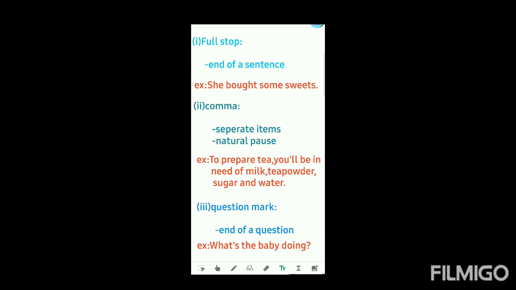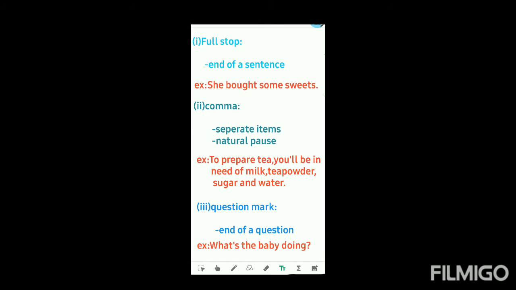Alright guys, the second punctuation mark is comma. As I told you, comma is the second punctuation mark and is also the most important one that we use commonly. It is used to separate items in a list while we use it in a sentence, and it is also used to give the natural pause in order to understand the meaning of the sentence. So the instance will make you clear in this case.